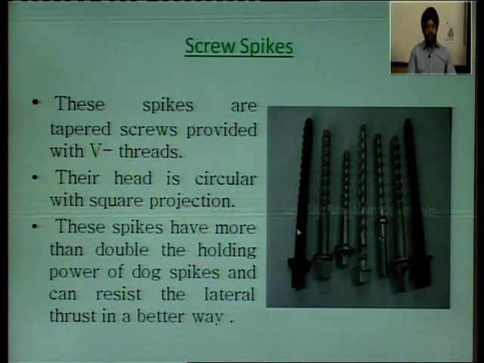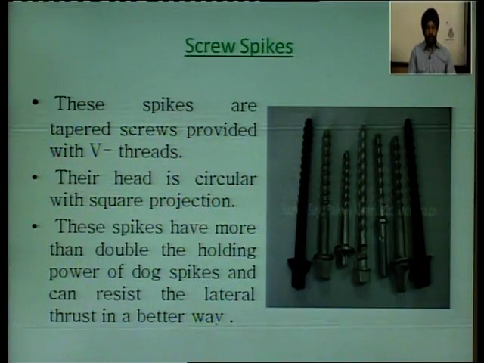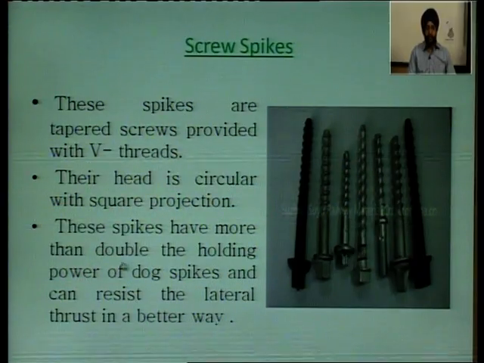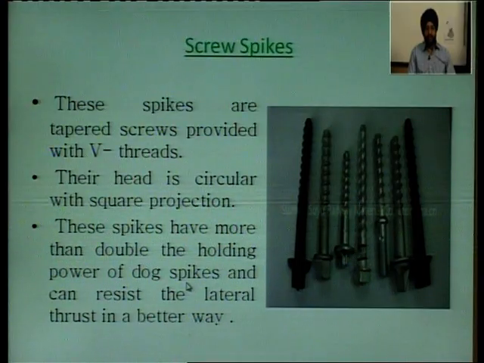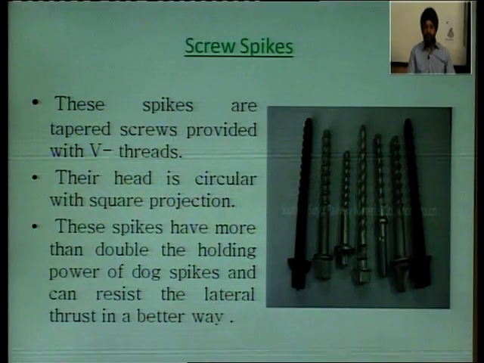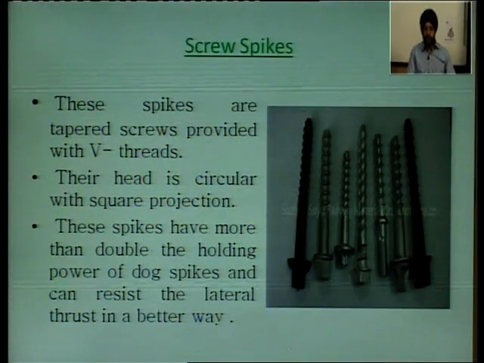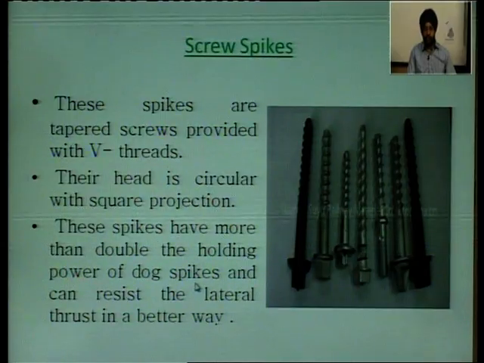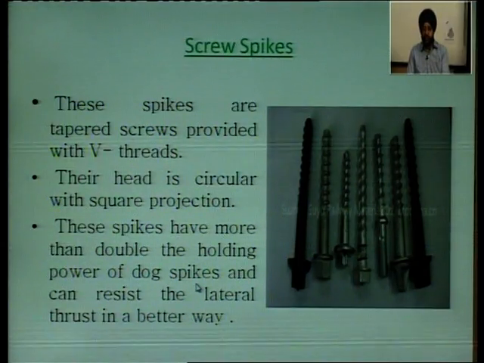These spikes have more than double the holding power of dog spikes, which means these are better than dog spikes. Moreover, they can resist lateral thrust in a better way. Whenever there is a movement in the rail and there is a lateral thrust, these screw spikes are very good. They are very durable and give good results as compared to the dog spikes. This was the second type of spikes, screw spikes.